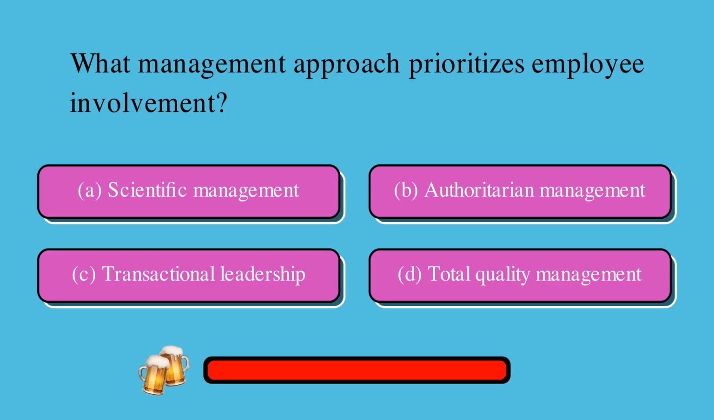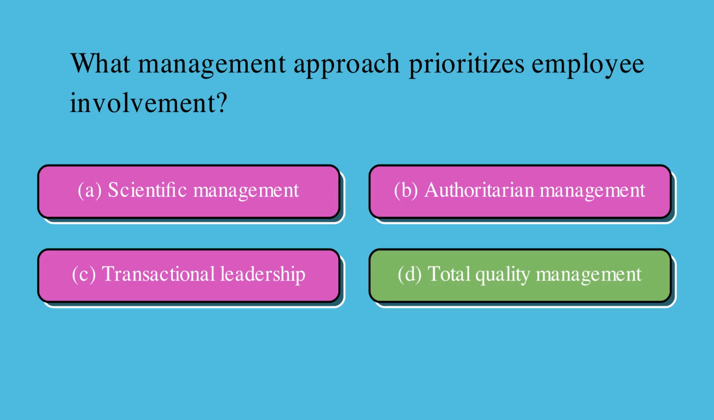What management approach prioritizes employee involvement? Is it A, scientific management, B, authoritarian management, C, transactional leadership, or D, total quality management? The correct answer is D, total quality management.